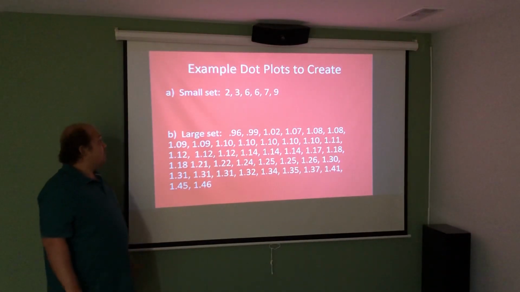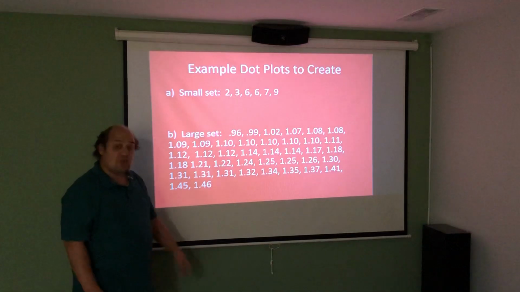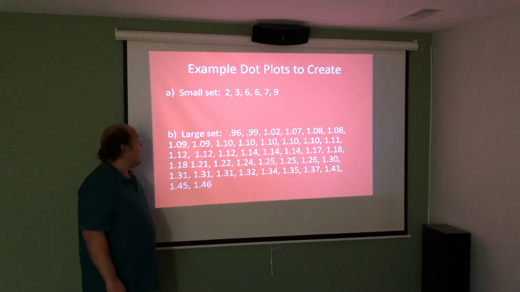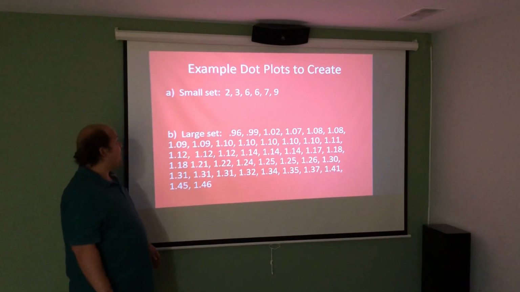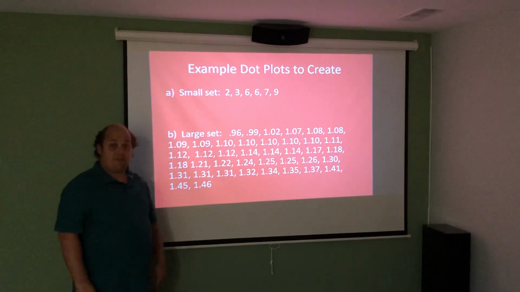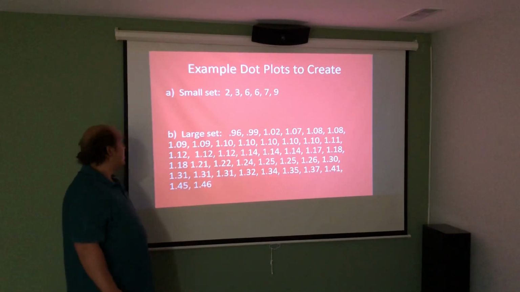We're going to look at these two example dot plots to create. Usually in class, I tell students to try them on their own, see what they would look like. So I'm going to show you how to do these two sample sets, then give you one to try, but it's absolutely fine if you just watch the video and follow along. So the first set, I'm trying to plot the points 2, 3, 6, 6, 7, 9.